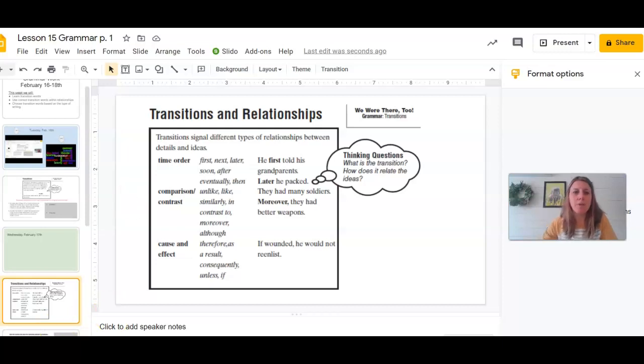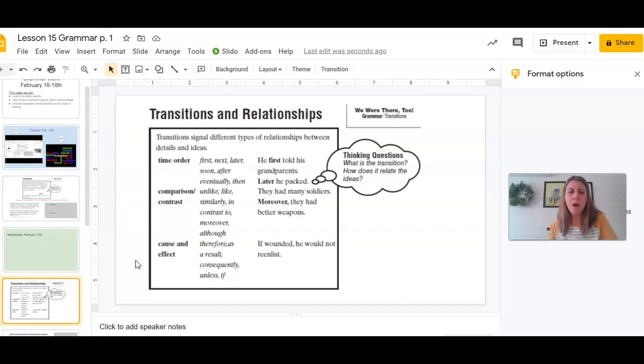So now we're going to talk about transitions and their relationships. Depending on the relationship or the context in which you're using your transition words depends on what type of transition word you should be using. For example, we're going to talk about time order transition words, compare and contrast transition words, and also cause and effect transition words.